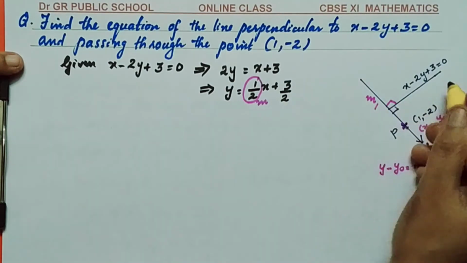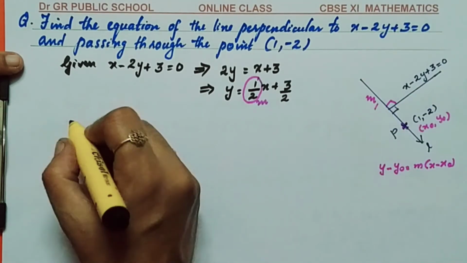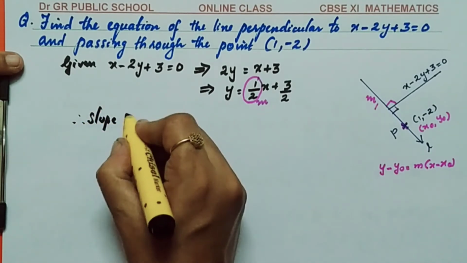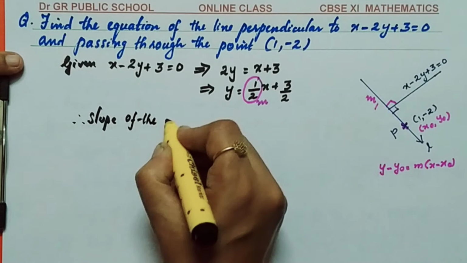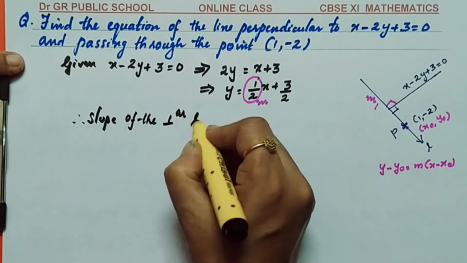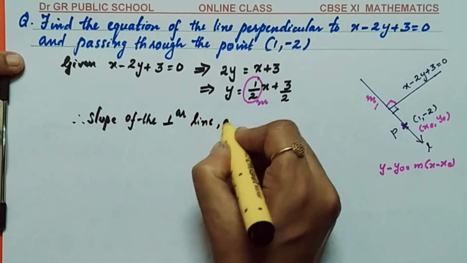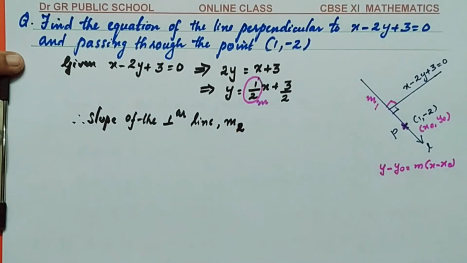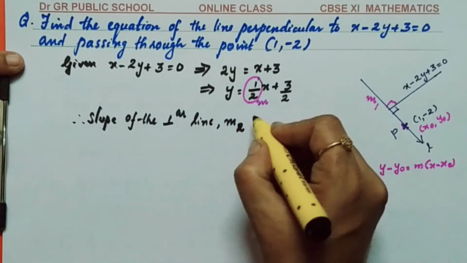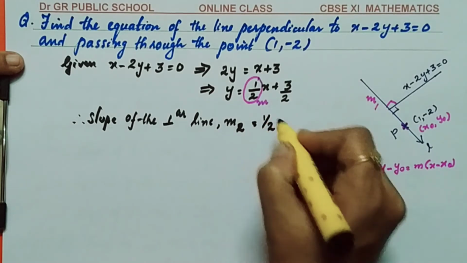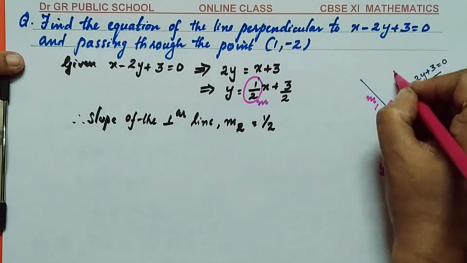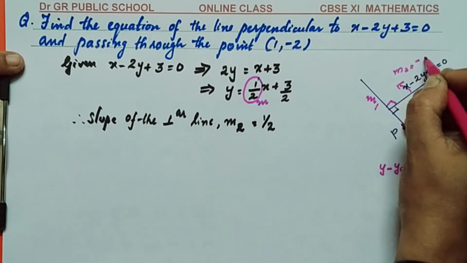Therefore the slope of this line is, therefore the slope of the perpendicular line, I am going to take it as m1 or m2. Slope of the perpendicular line we can take as m2 equals 1 by 2. Thus I got the slope of this line m2 as 1 by 2.